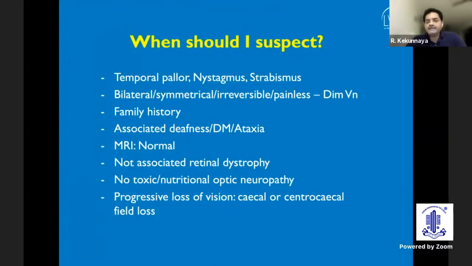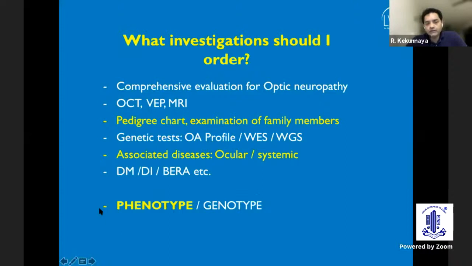So when should I suspect? This is the most important part of this. Whenever there is temporal pallor, nystagmus, strabismus, bilateral symmetrical or asymmetrical, irreversible painless vision loss, family history, associated deafness, diabetes mellitus, and ataxia, MRI, 99% of these patients will have an MRI, and there are no other signs of optic atrophy. And what do we do?